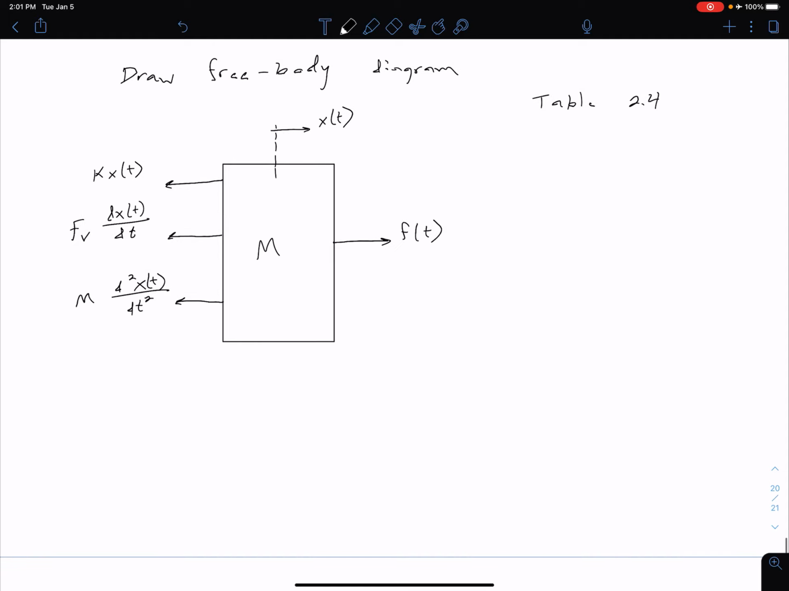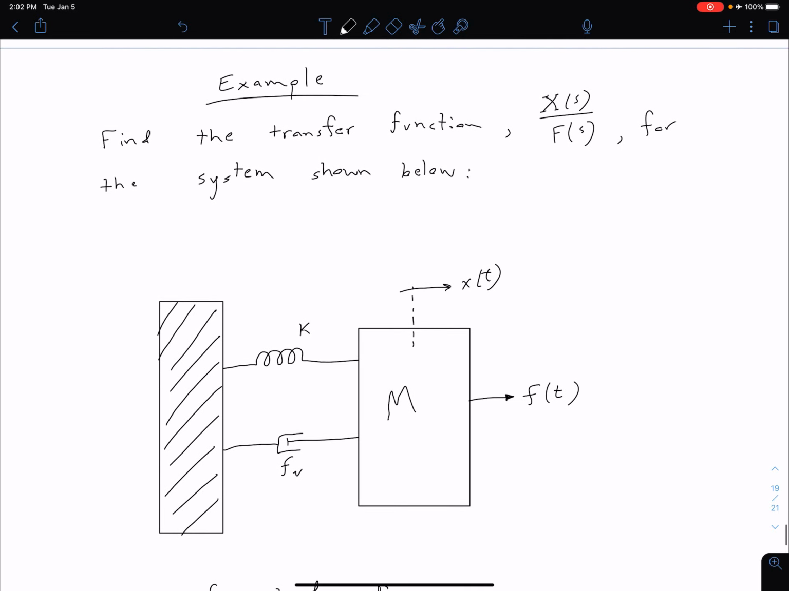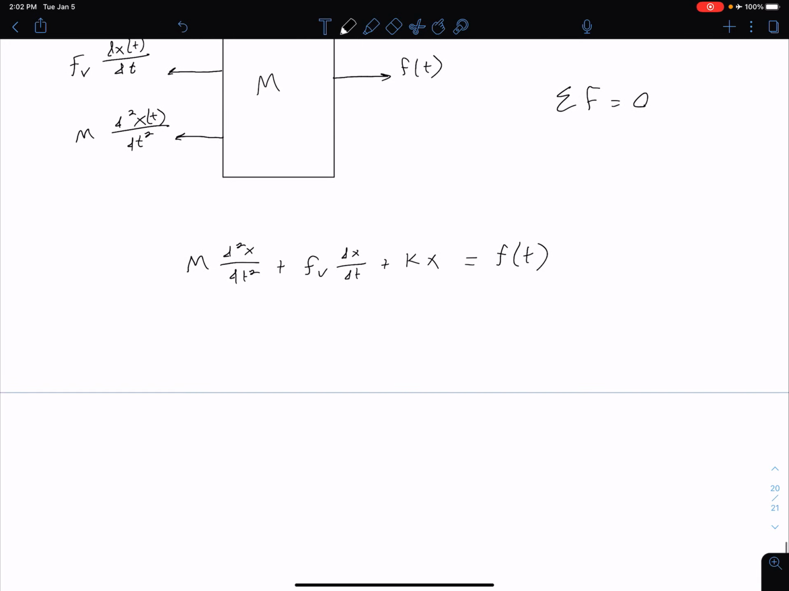Now if we apply Newton's laws, we know that the sum of these forces should be equal to 0. So we can write that as m times the second derivative of x with respect to t, plus f sub v dx/dt, plus kx, all of which are acting to pull the mass towards the left, summed to equal f of t, which is acting to pull the mass towards the right. Remember, we're looking for the transfer function as a function of s, so we want to get this into the frequency domain. Of course, we can do that by taking the Laplace transform.